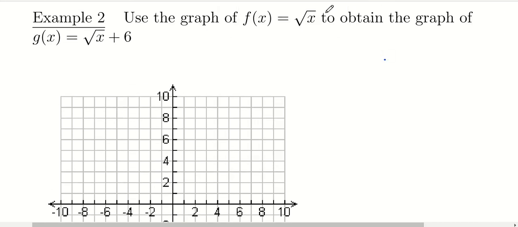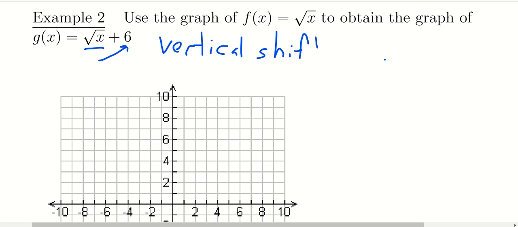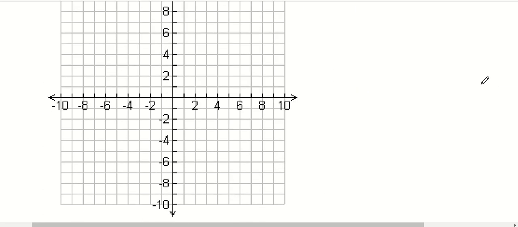Let's use the graph of the square root of x, which is our parent function graph, to graph g of x, which is going to be the square root of x plus 6. Okay, we identify the square root of x as our parent function. The fact that we're adding 6 is going to be a vertical shift, and it's going to be up 6 units. So to begin, let's again begin by graphing the square root of x.